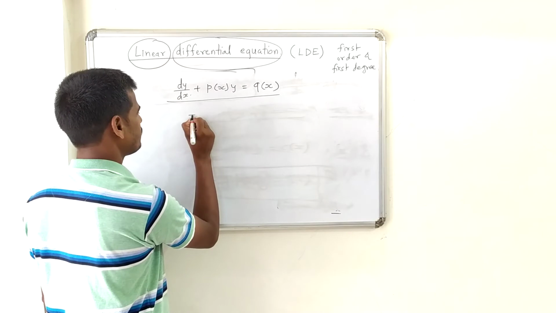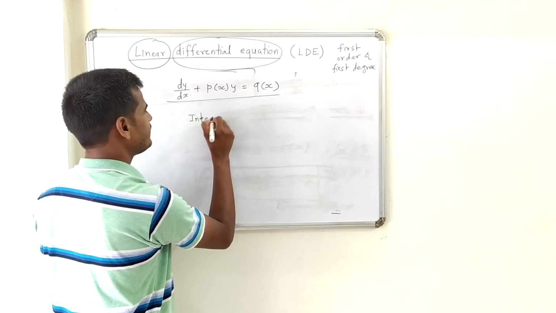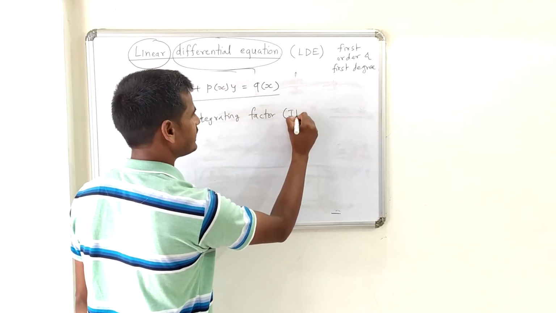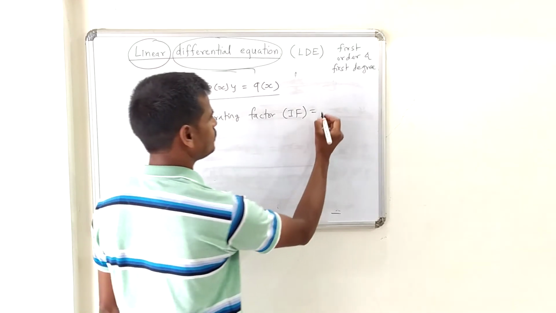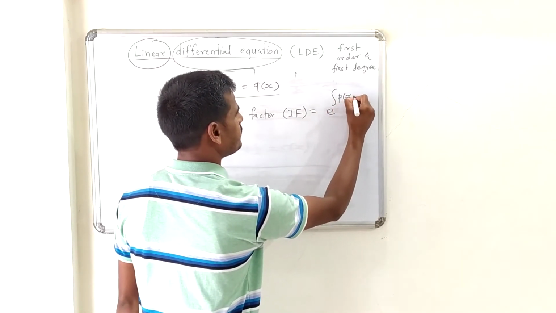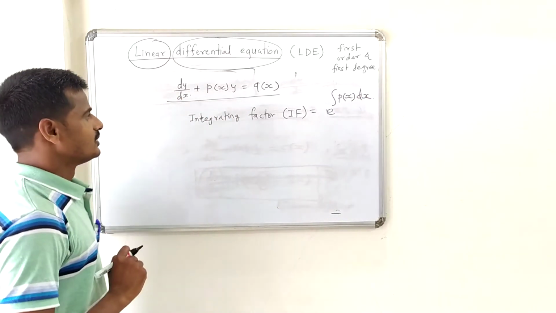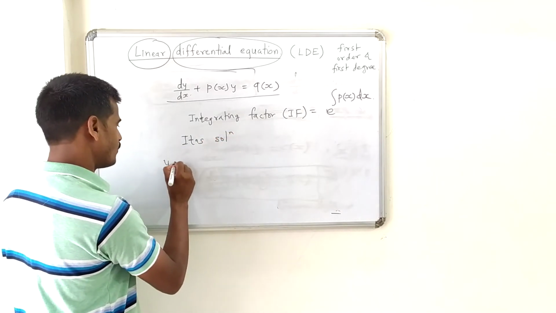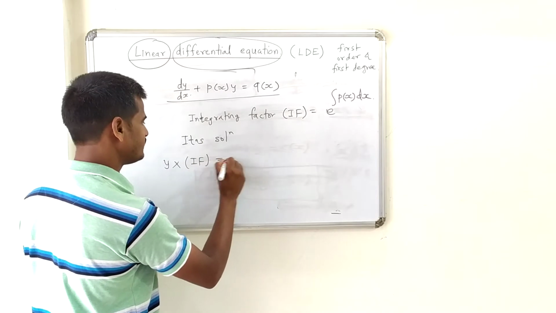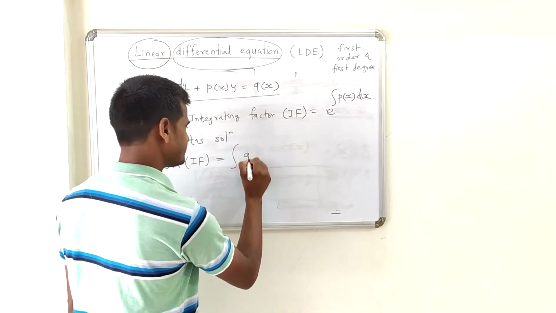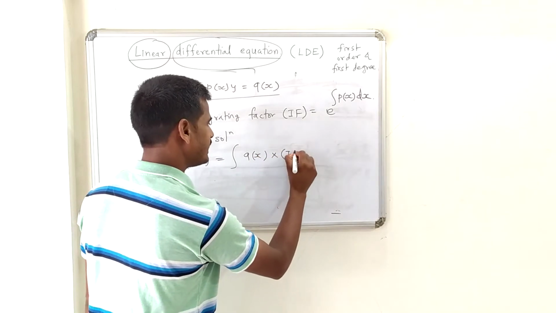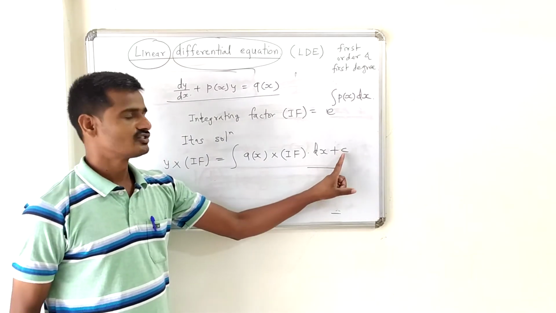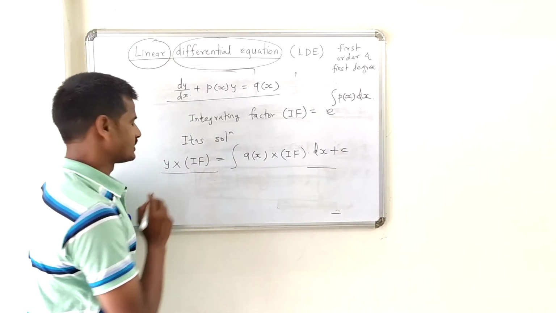First of all, we have to find the integrating factor. In short, IF is equal to e to the power integral of P(x) dx, and its solution is given by y times the integrating factor is equal to the integral of Q(x), the function on the right hand side, multiplied by the integrating factor dx, plus c. Here c is the constant of integration. So this is the final solution.